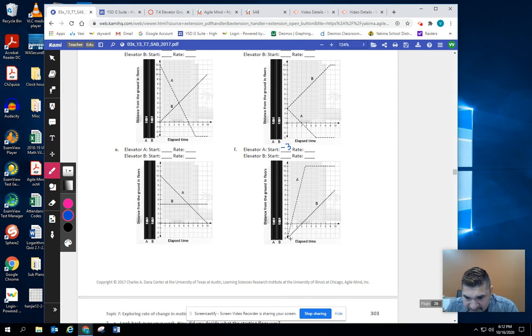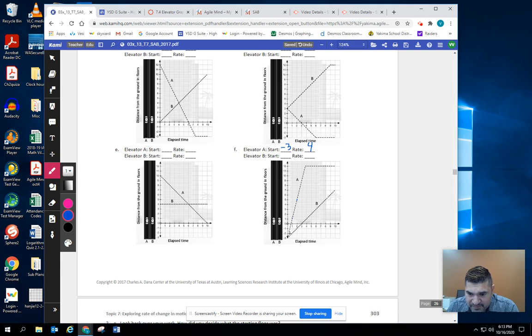And what is our rate? Let's see, we go up 1, 2, 3, 4 floors per second. Let's see if that's consistent. 1, 2, 3, 4 per second. It is. So our rate is 4 floors per second.